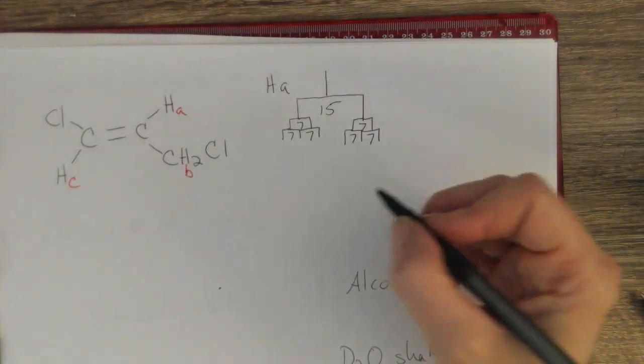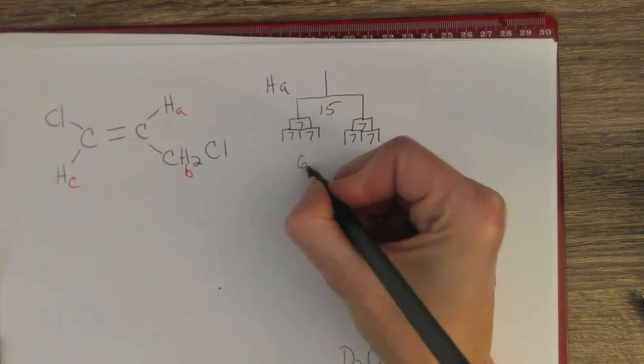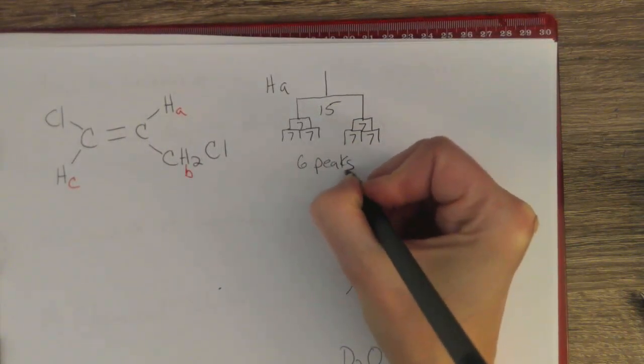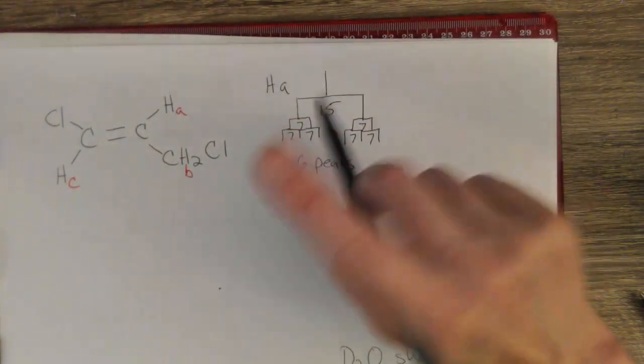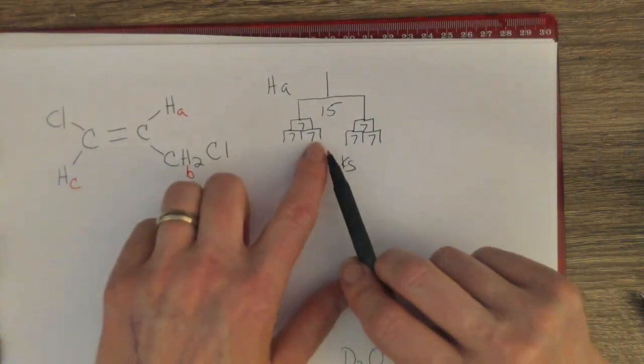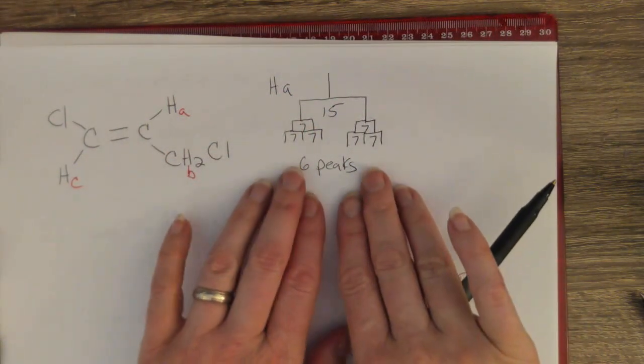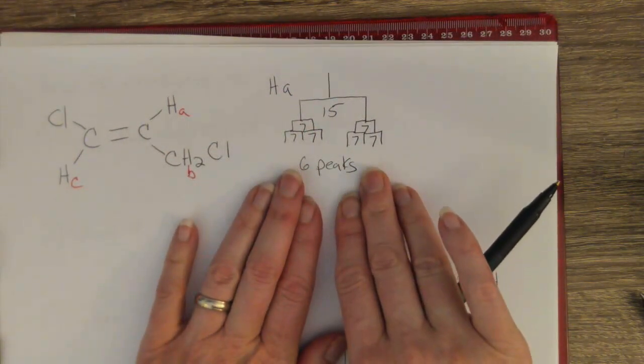All right. So we're going to end up with 1, 2, 3, 4, 5, 6 peaks. Would we call this a sextet? No, it's not going to look like a sextet. It's going to look like you have a doublet that is then split up into a triplet.